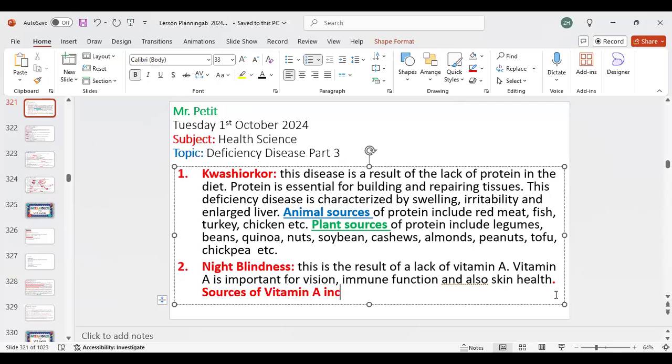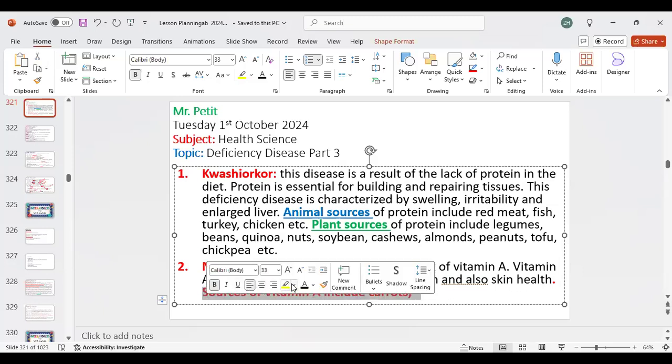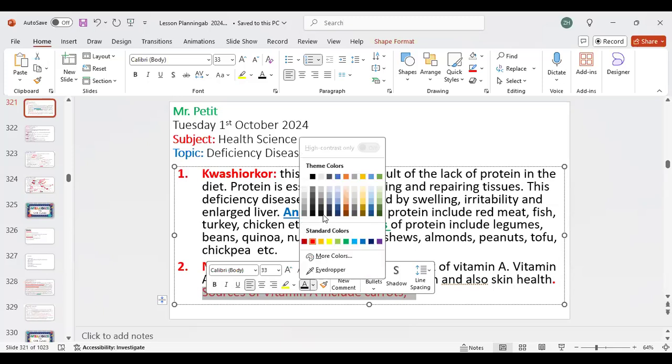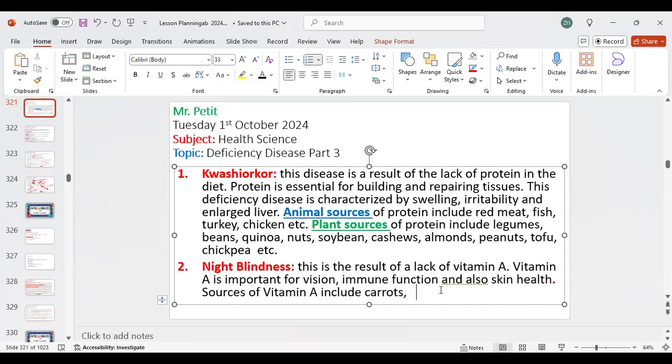What else? Do you know that sweet potato is also good for vitamin A? You didn't know that? Sweet potato, not just carrot. Do you know the Popeye's color? That bright orange. That is a good indicator that the food has vitamin A.